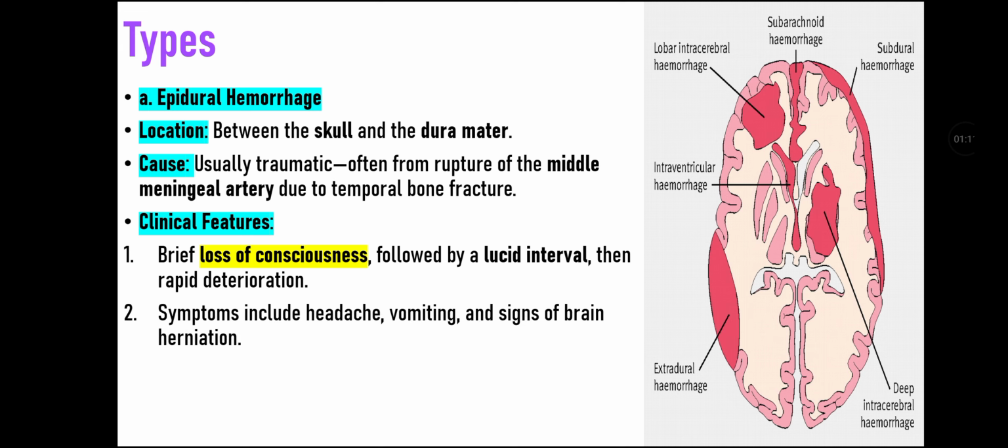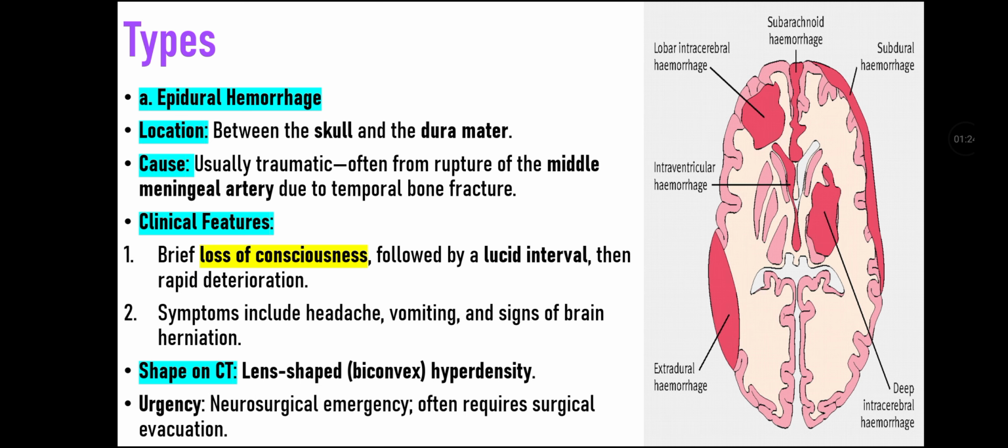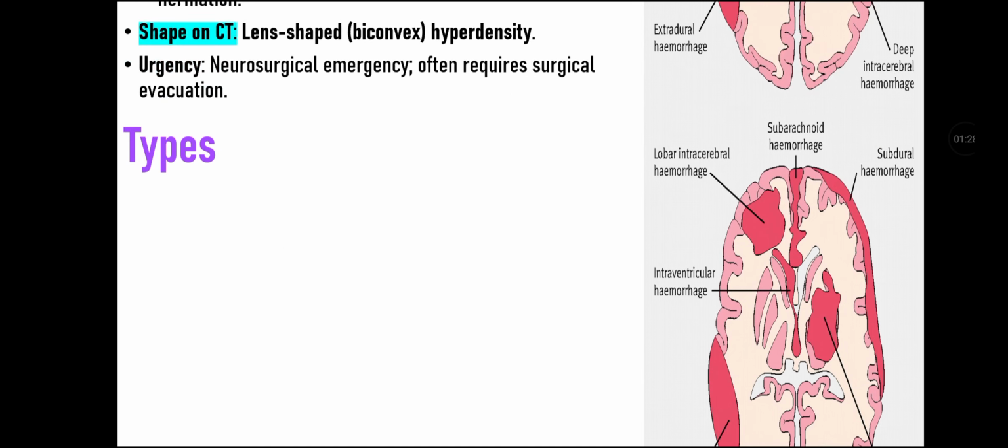Symptoms include headache, vomiting, and signs of brain herniation. Shape on CT scan: it looks lens-shaped, a biconvex hyperdensity. As you can see here in the diagram, it is also called extradural hemorrhage. Urgency: this is a neurosurgical emergency, and it often requires surgical evacuation.